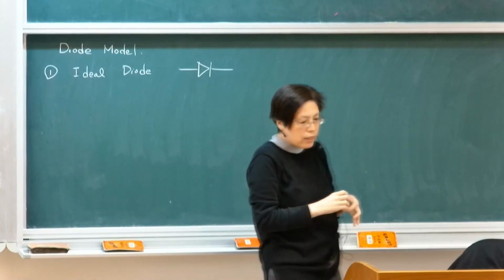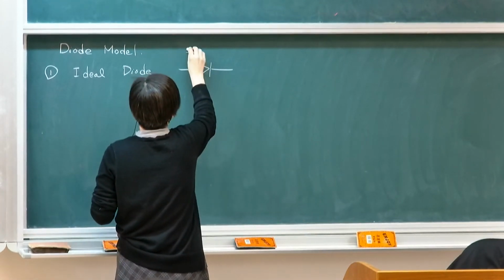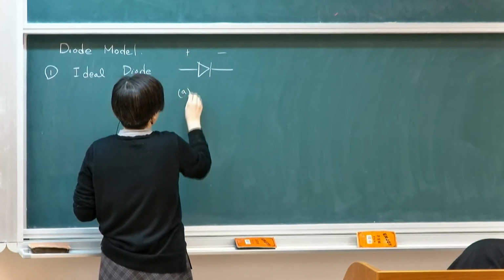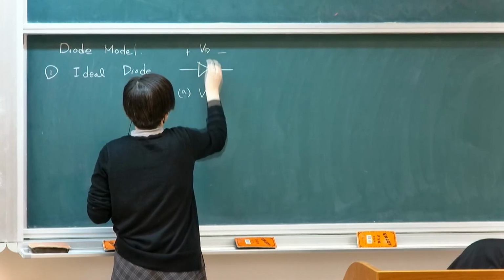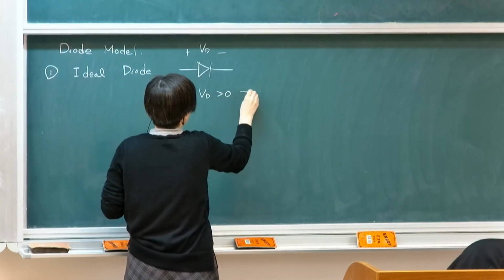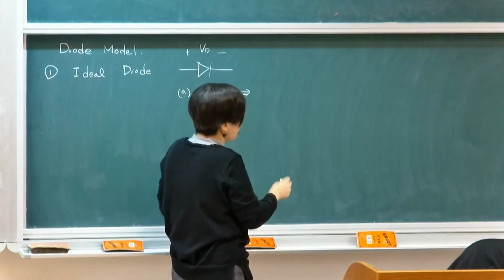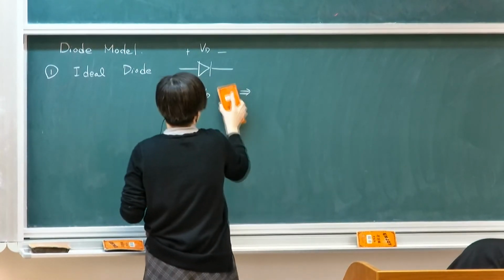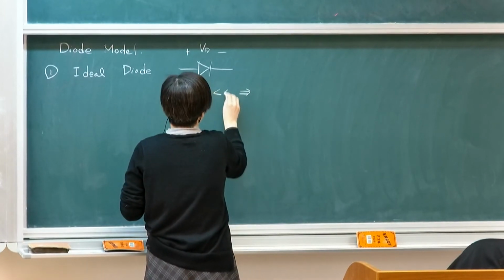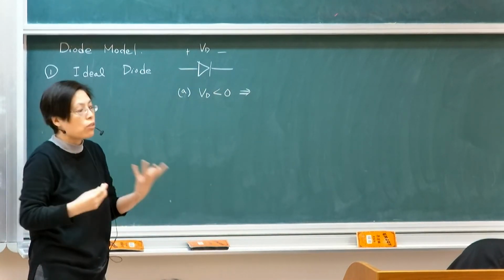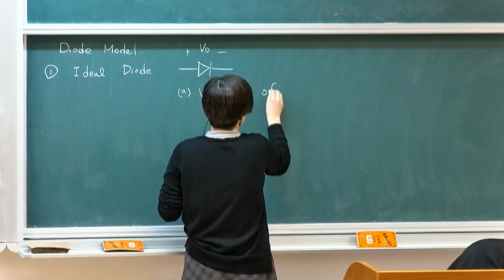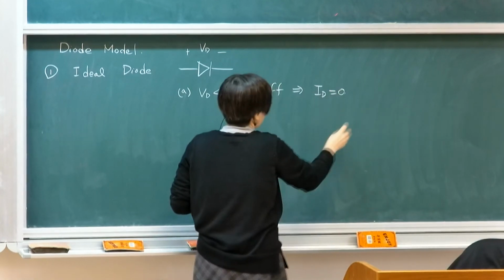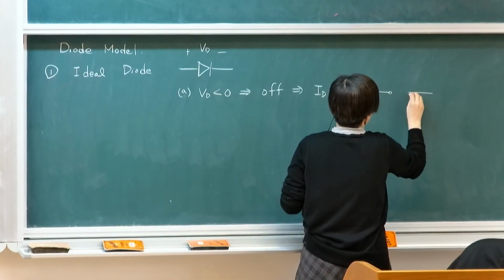It has an equivalency to a circuit. So it has two modes. If the voltage is smaller than 0, we assume that it's off. It's in the off mode, therefore we assume that ID is 0. So you view this as an open circuit.